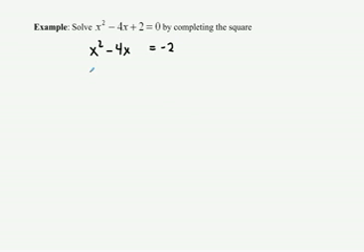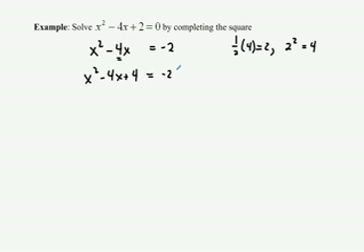In the next step, we're going to take half of our middle term, so 1/2 of 4 is 2, and when we square that, we get 2 squared is 4. So we add 4 to both sides, giving us x squared minus 4x plus 4 equals negative 2 plus 4. On the left-hand side now, we've got a nice perfect square. This turns into x minus 2 squared, and on the right-hand side, we get positive 2.